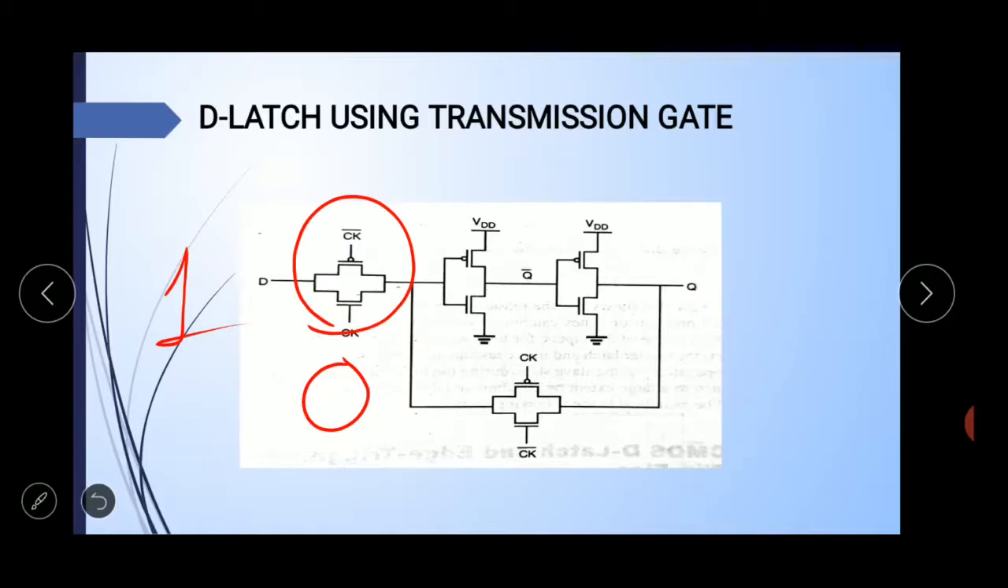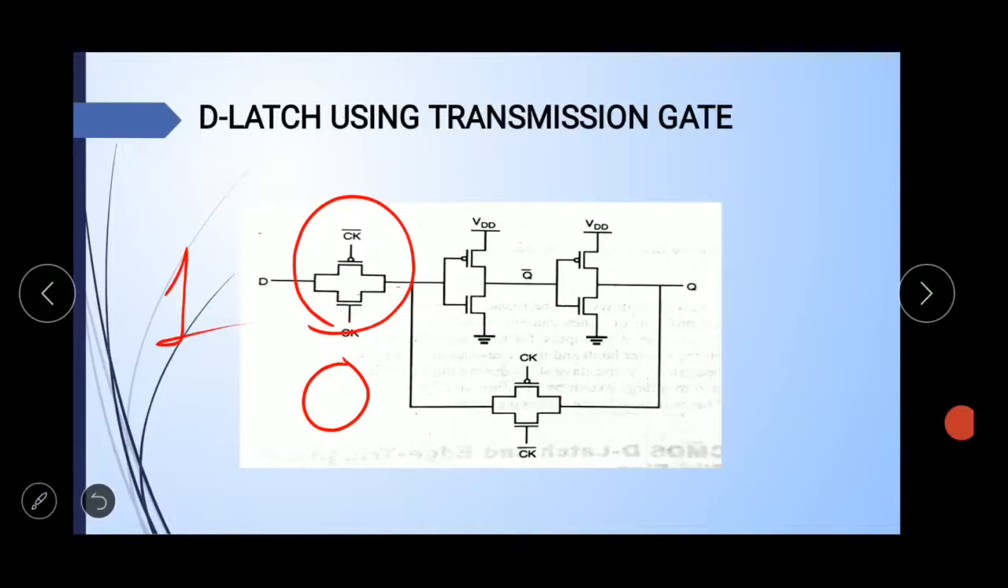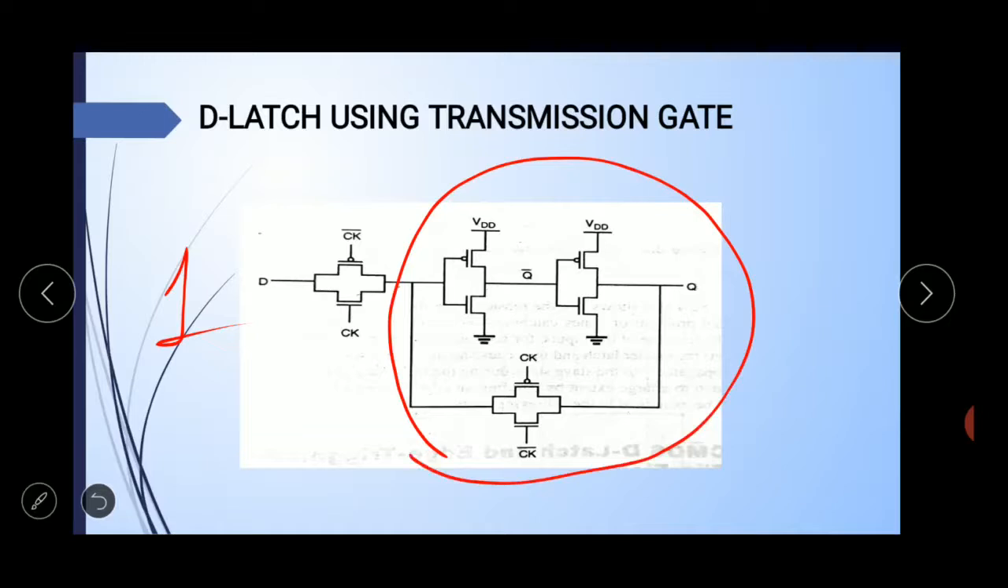So as per the truth table of D latch, we know that it holds the previous data when the clock signal is 0. But a single transmission gate is not able to hold the previous data. In order to hold the previous data, we have to upgrade the circuit. For that we add this part, in which we use 2 inverters and another transmission gate.